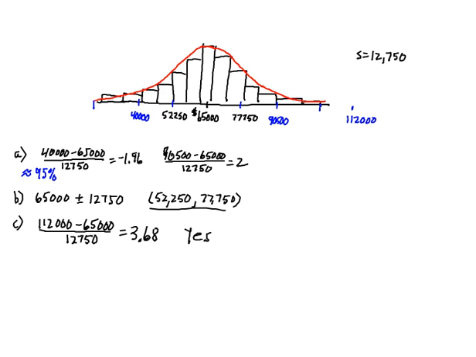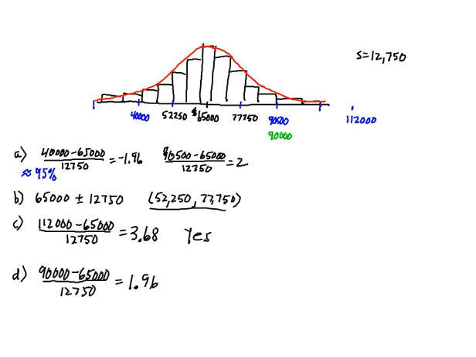Okay, part D. What percent of homes will be priced above 90,000? Well, let's check the z-score of the 90,000. Subtract the 65,000, divided by the 12,750, and that is 1.96. So it's approximately 2 standard deviations from the mean. I'm going to round that 1.96 to 2. So it's out here about the 2 standard deviation mark. It's very close to the 90,500. So I'll put it at the 2 standard deviation mark.